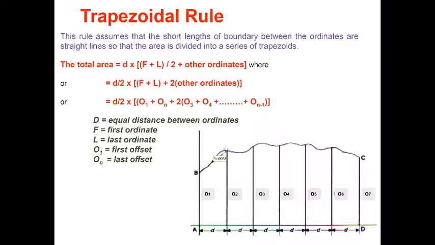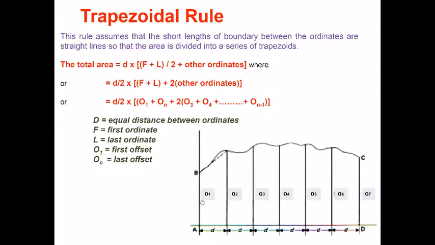So for this, the total area is given by d multiplied by (f plus l), where d is the equal distance between ordinates, like we discussed before, and f is the first ordinate and l is the last ordinate, plus 2 into the other ordinates.